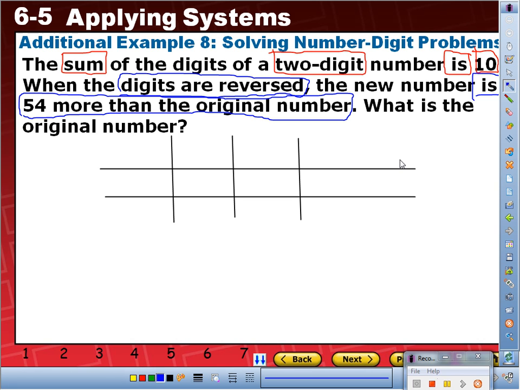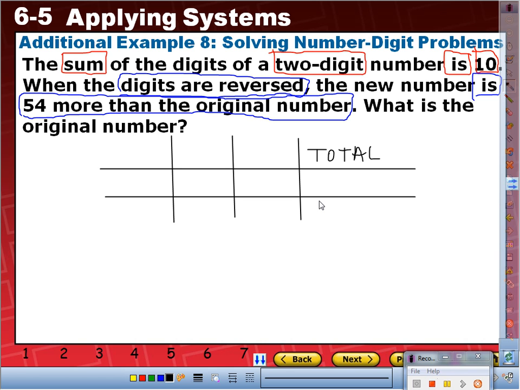All right. And by looking at this problem, is this a rate problem? No, this is an item problem. That's why we're going to label this top right total. What I'm saying is that even though it's a digit problem, it requires a different setup, and it's not a rate problem. That means we're not going to write rate times time equals distance.